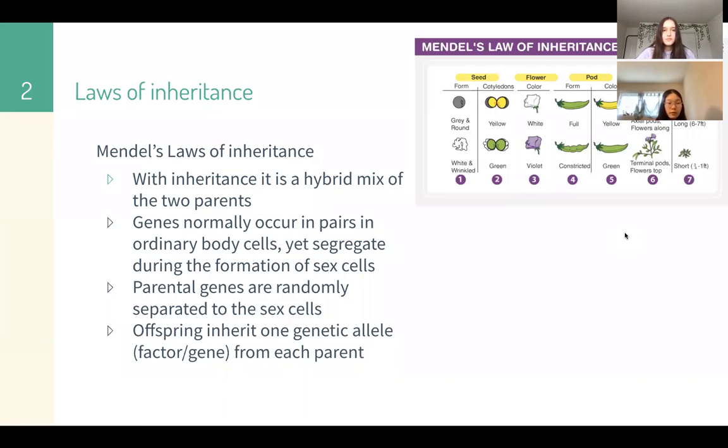So when we talk about laws of inheritance, we're going to be talking about Mendel's laws. And he states that with inheritance, the offspring will inherit a hybrid mix of the two parents, and that genes usually occur in pairs in ordinary body cells or autosomal cells, yet segregate during the formation of sex cells. And he also states that parental genes are randomly separated to the sex cells, and the offspring inherit one genetic allele or factor or gene from each parent.